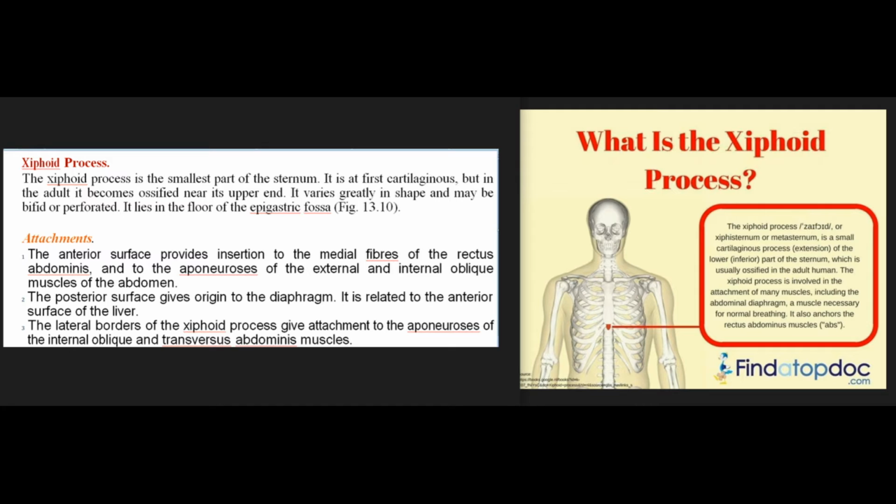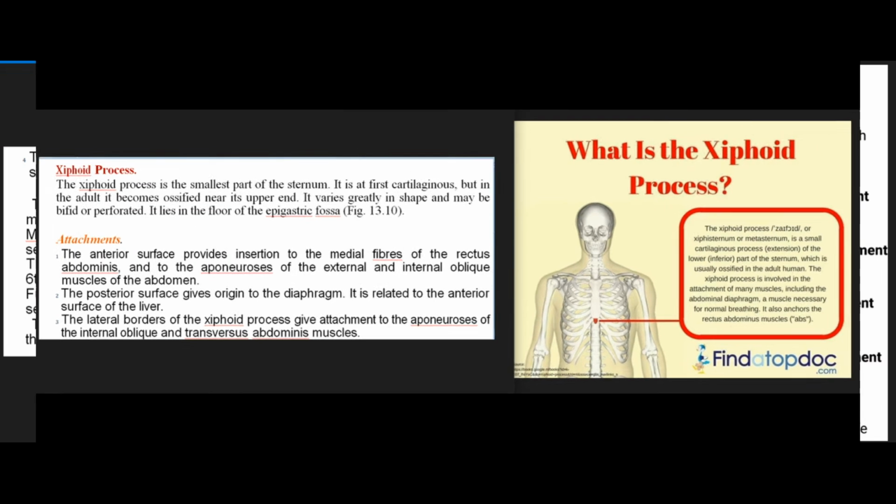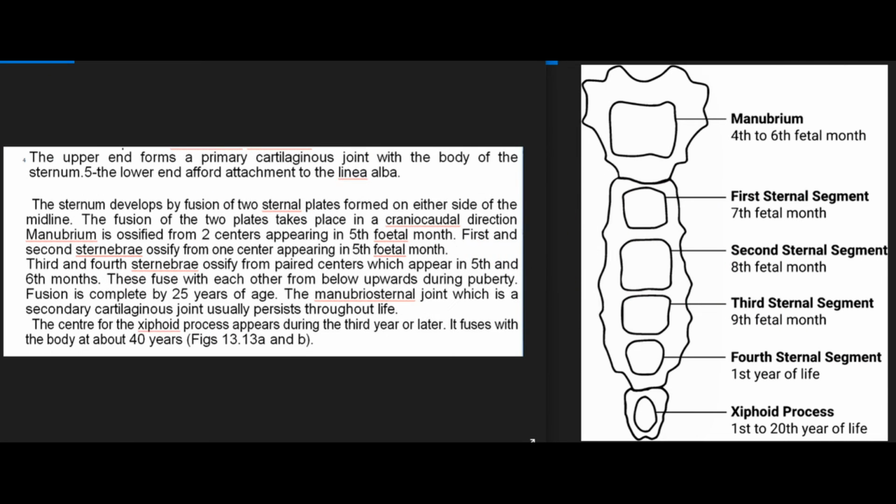3. The lateral borders of the xiphoid process give attachment to the aponeuroses of the internal oblique and transversus abdominis muscles. 4. The upper end forms a primary cartilaginous joint with the body of the sternum. 5. The lower end affords attachment to the linea alba.